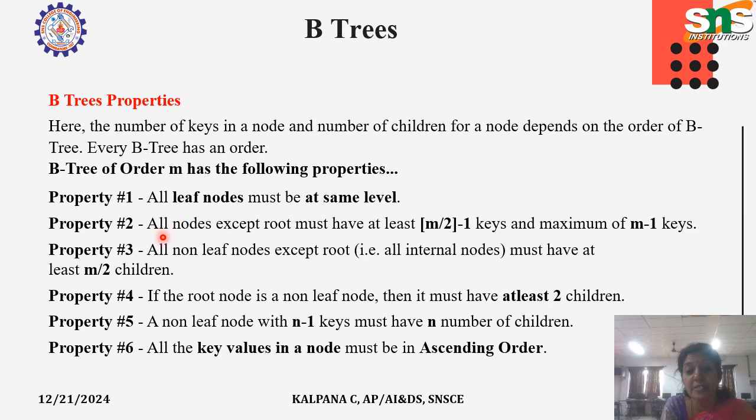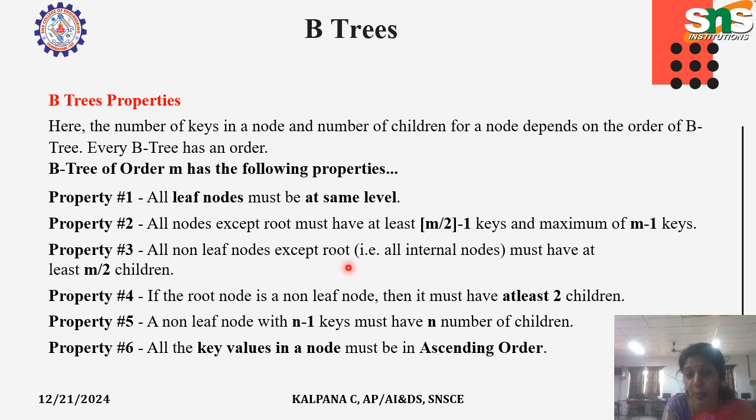The second property says all nodes except the root must have at least M by 2 minus 1 keys. That is 4 by 2, which is 2, minus 1 is 1. So at minimum you should have 1 key if the order is 4. And for the root node, a maximum of M minus 1 keys. As we know, the order is 4, it can hold 3 values, M minus 1, 3 maximum values, and at least M by 2 minus 1 key values it should have.